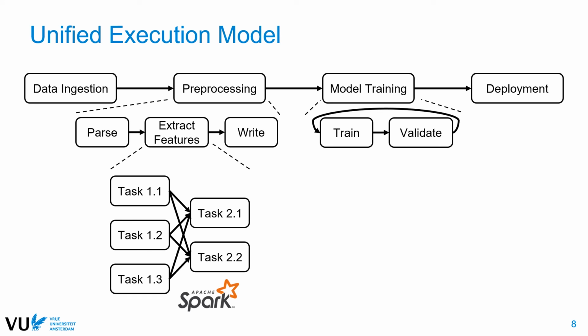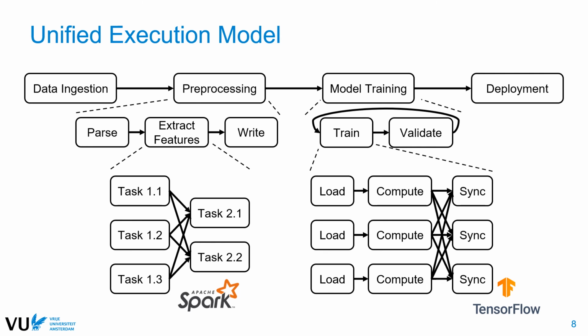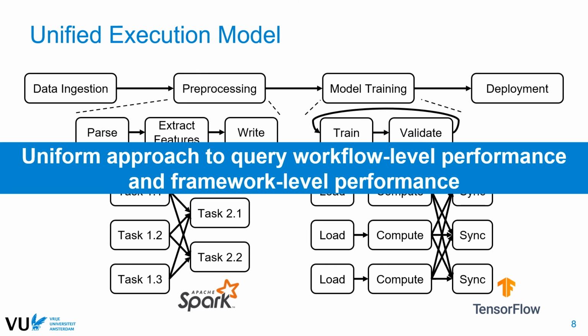Model training might be defined as a loop of training and validation substeps. And in turn, training inside a distributed setting could consist of a sequence of load steps distributed across our cluster, followed by local computation, and finally synchronization across all of these different machines in our TensorFlow system. So by defining our execution model using this hierarchical approach, we have a uniform way to query both workflow level performance by looking at the nodes at the top of our model and framework level performance by diving deeper into specific nodes.